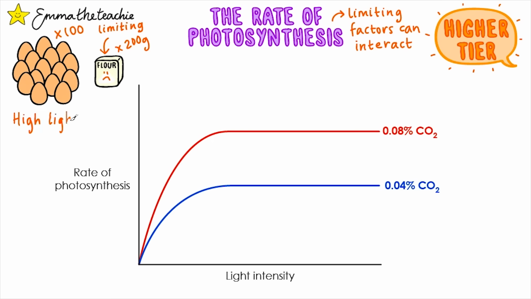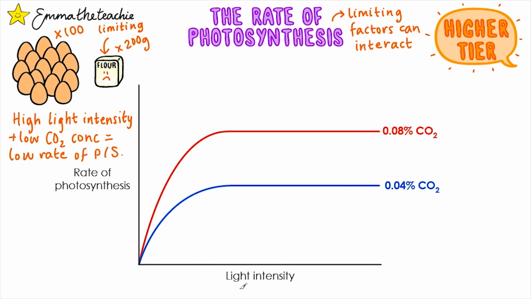If a plant receives a high light intensity but has a low concentration of carbon dioxide, then overall the rate of photosynthesis will be low. This is because the carbon dioxide concentration has limited it. We can show multiple limiting factors on the same graph like this.